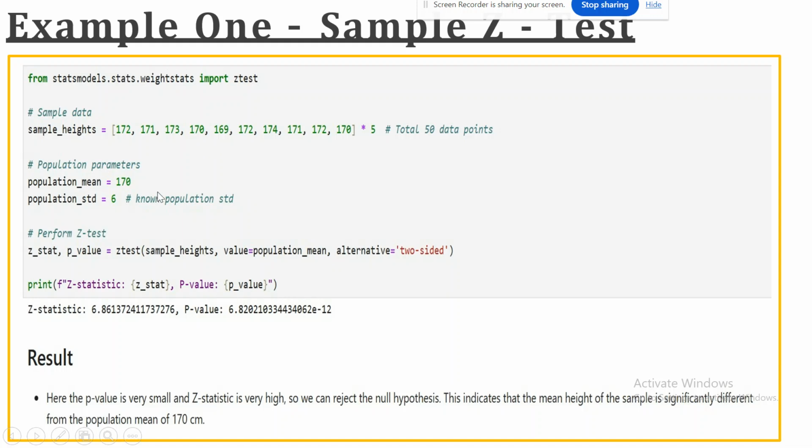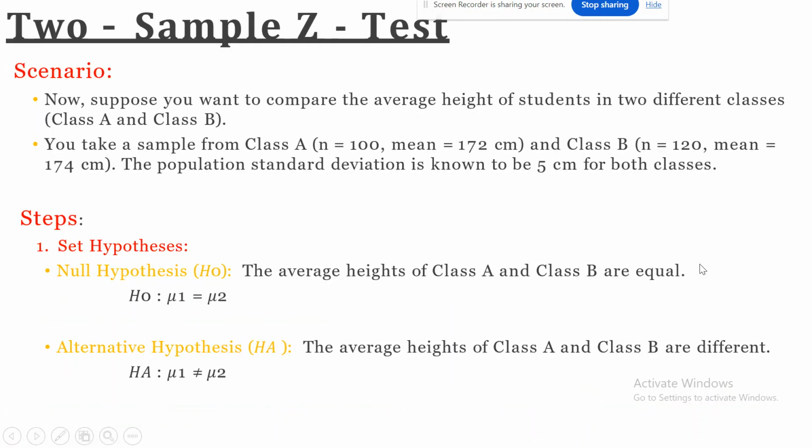Now, in the z-test, we have passed in some sample height variation. The same problem we have solved with the help of the z-test. We have the population mean and standard deviation. We passed these values and got a p value of 6.82 multiplied by 10 to the power minus 12. It is less than 0.05, so we reject the null hypothesis.